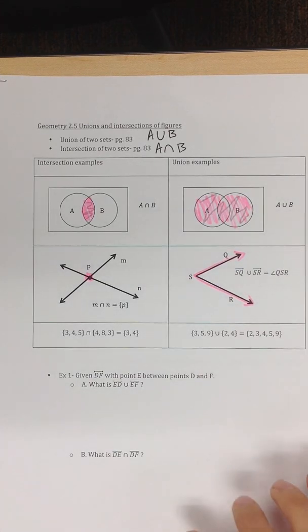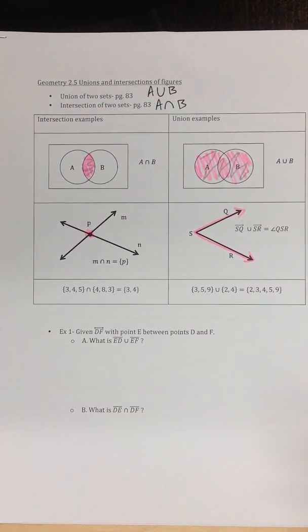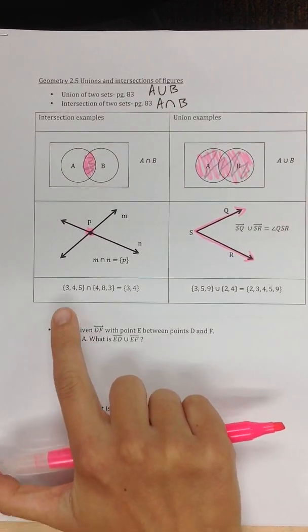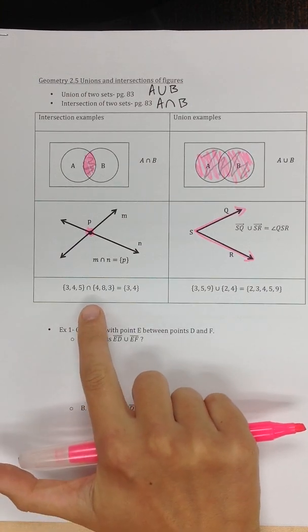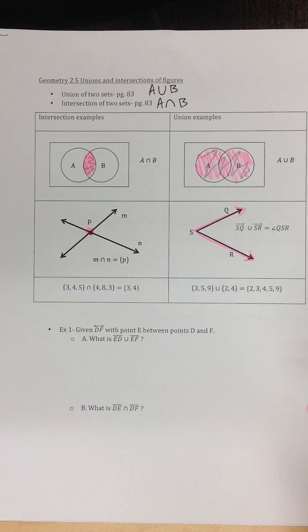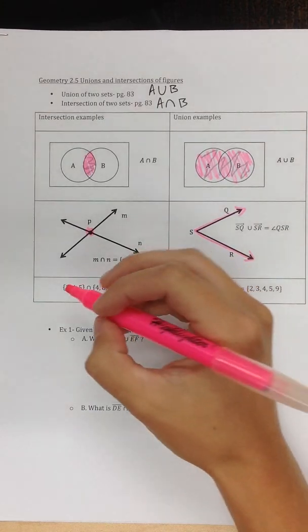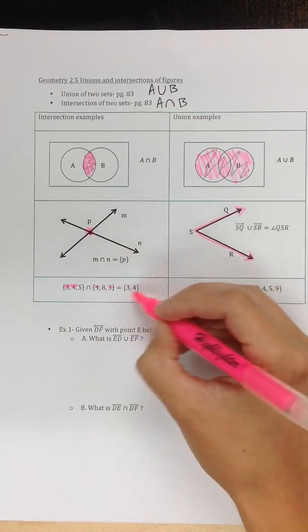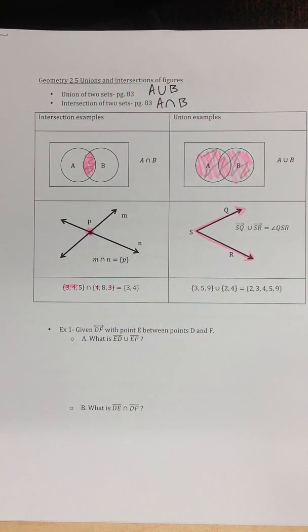You also might see these in sets of numbers. So the intersection of these two sets of numbers: the first set is 3, 4, and 5, and they want the intersection of that with 4, 8, and 3. Well, the things that are in both would be the 3 and 4, so the intersection of those would be 3 and 4.